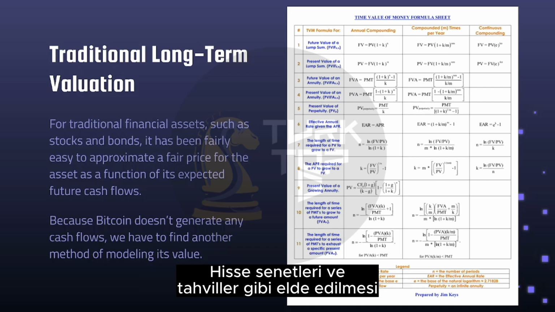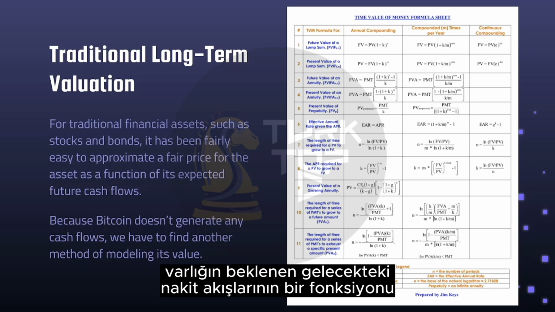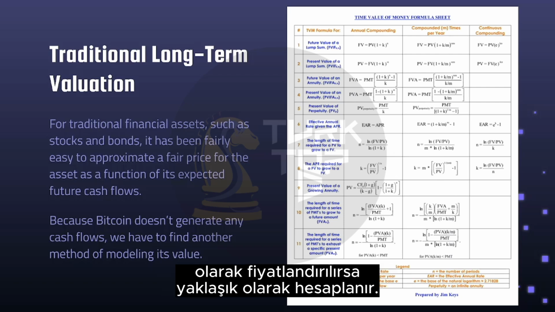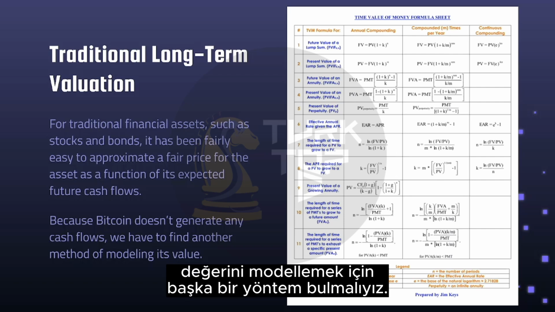For traditional financial assets, such as stocks and bonds, it has been fairly easy to approximate a fair price for the asset as a function of its expected future cash flows. Because Bitcoin doesn't generate any cash flows, we have to find another method of modeling its value.